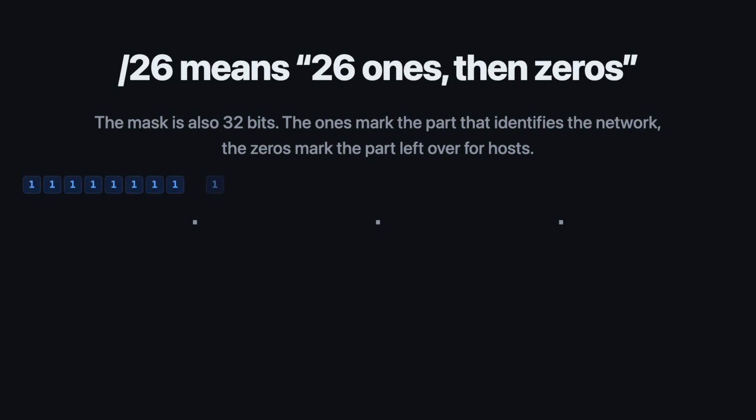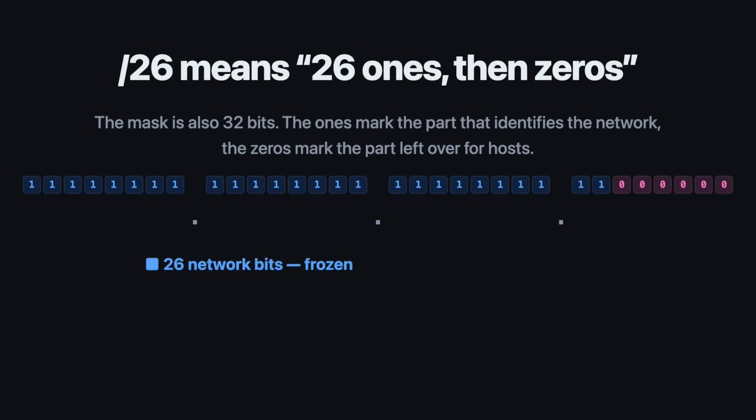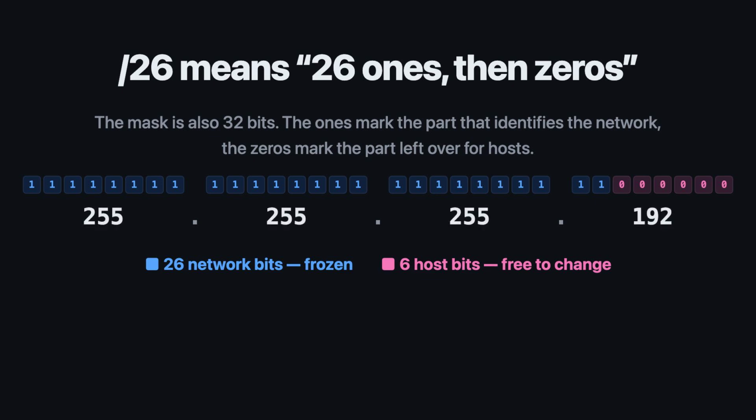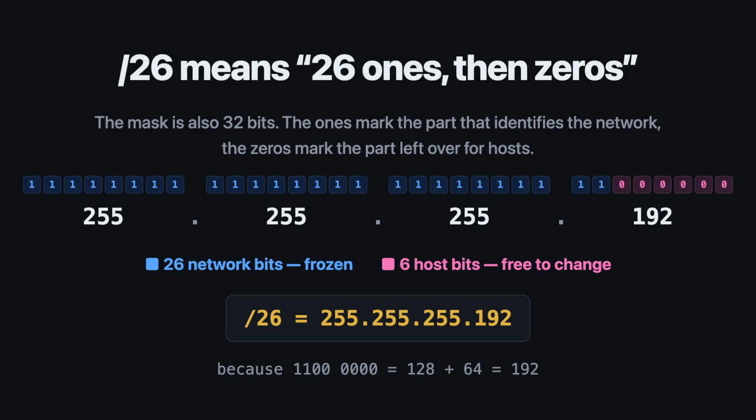Now, the mask. /26 simply means 26 ones, and then zeros for the rest. The mask is 32 bits long, exactly like the address. The ones mark the part that identifies the network, and that part is frozen. Every device in this subnet shares it. The zeros mark the host part, which is free to change. Written out in decimal, those 26 ones come to 255.255.255.192, because 11000000 is 128 plus 64, which is 192.